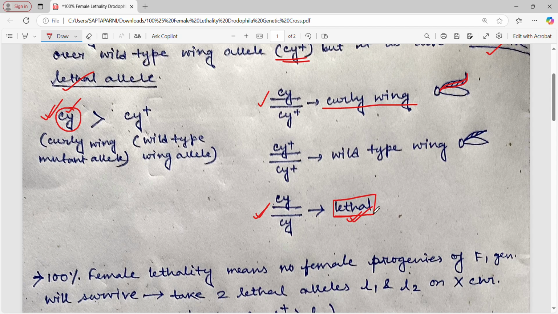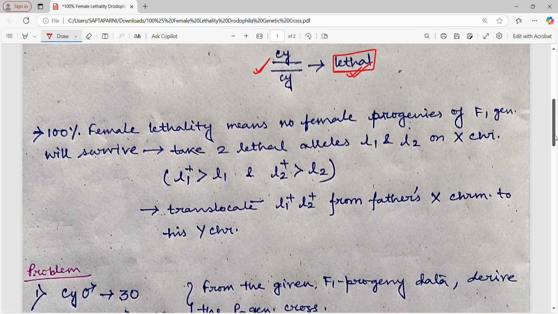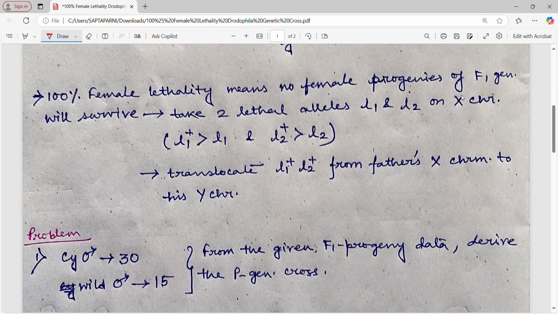And obviously, as phenotypically Cy plus is recessive to Cy, in homozygous recessive condition Cy plus will show wild type wing structure in Drosophila. Okay, I hope this part is clear to you now. Now the second thing is, what is 100% female lethality? 100% female lethality means that there will be no female progeny viable in the F1 generation. So in F1 generation no female progeny should be there. All female progeny should be killed.